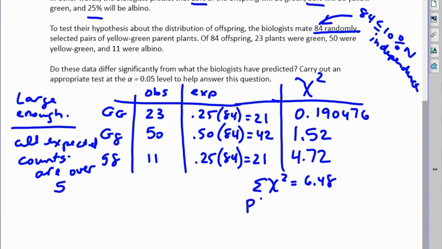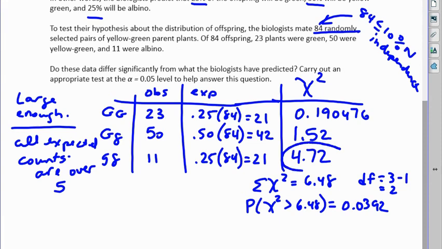The probability of getting a chi-squared that or bigger, with degrees of freedom, there are only 3 categories of plant, so degrees of freedom of 2, would have been 0.0392. Because I am going to reject, I will need to look back at my chi-squared contributions, and I will have to talk about this number in my conclusion. So let's do that.